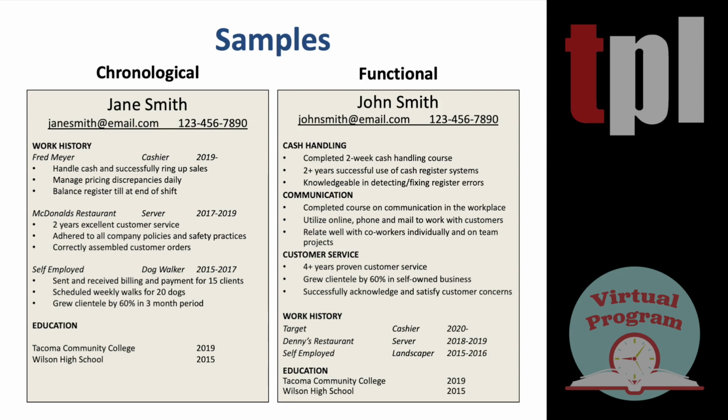It might be easy to understand why John Smith has used the functional style if we look at the dates for his employment. The self-employed landscaper position shows he worked from 2015 to 2016, and then in 2018 to 2019, he was a server at Denny's restaurant. We don't know what he was doing in 2017. And then in 2020, he's working as a cashier at Target.